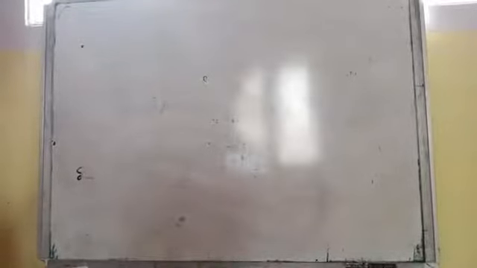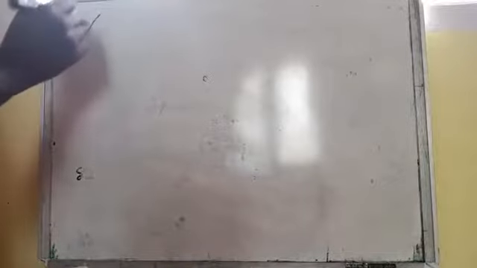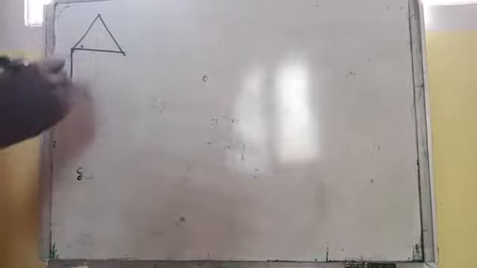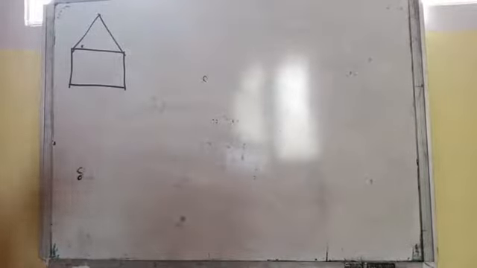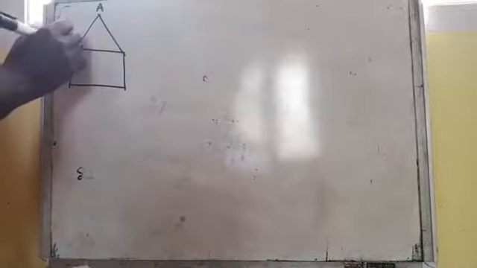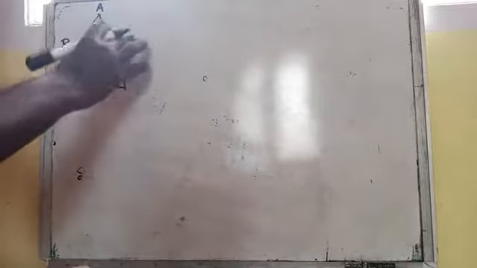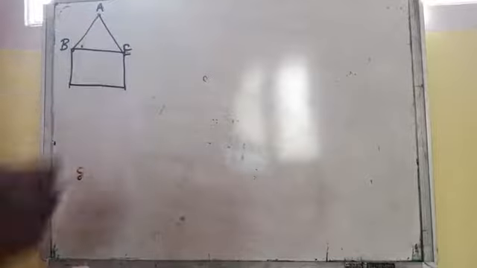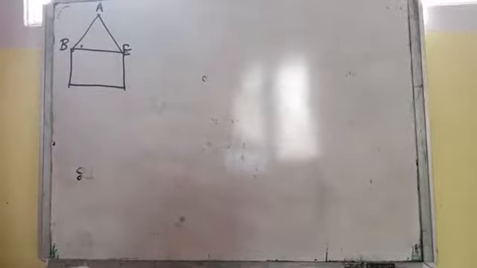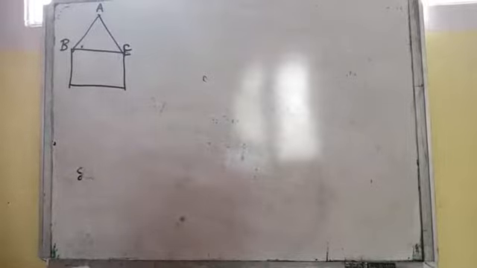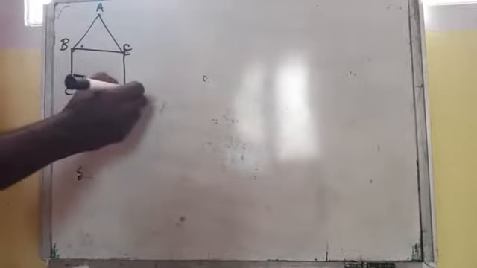Now look at question number 5. It's given a rectangle and then one triangle. It's a combination of rectangle and triangle. The vertices of the triangle are A, B, C. Vertex is singular, vertices is plural. So ABE is the triangle, and the vertices of the quadrilateral, the rectangle, are BCDE.